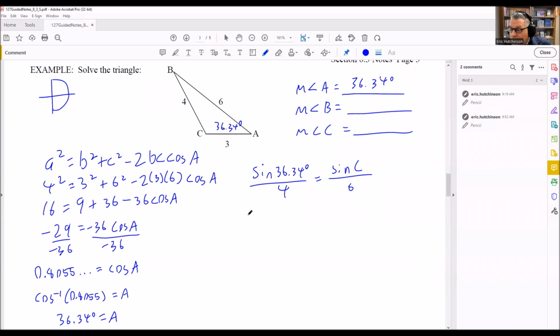So now let's cross multiply. 6 sine 36.34 equals 4 sine C. Divide both sides by 4.